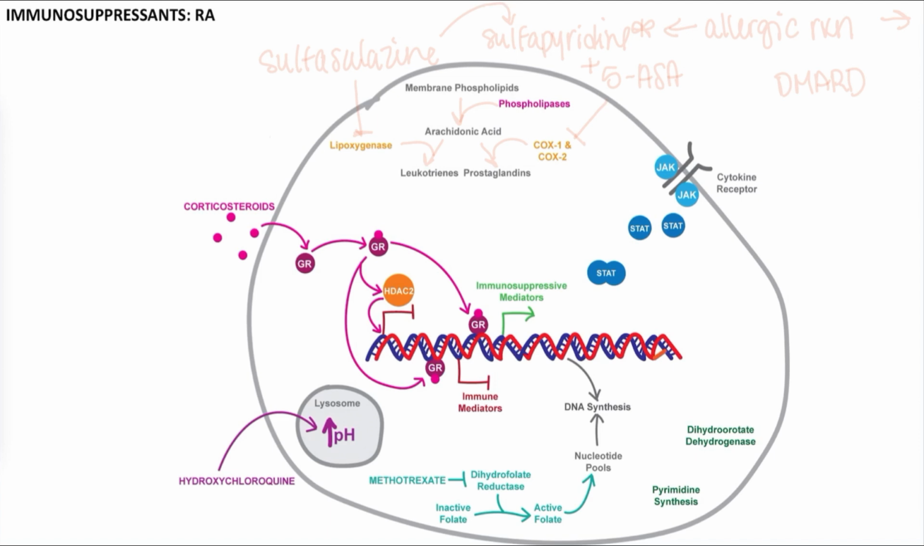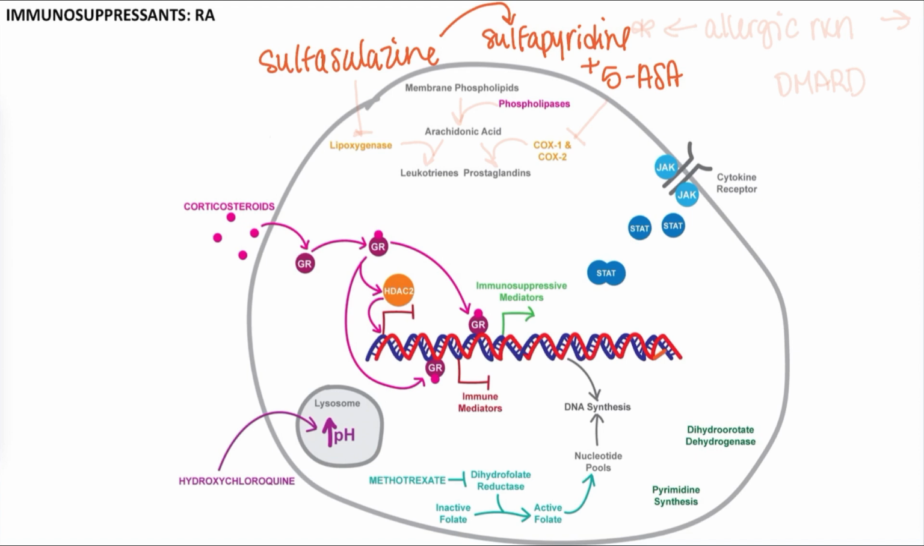So the first agent that we will discuss, we actually talked about a little bit a while back, and that agent is sulfasalazine, which is a part of the aminosalicylate drug class, which can be used for the treatment of RA. And this agent is delivered in its prodrug form to be cleaved into a sulfapyridine metabolite as well as 5-ASA, or 5-aminosalicylic acid. And remember, the mechanism of action of aminosalicylates is not fully understood.